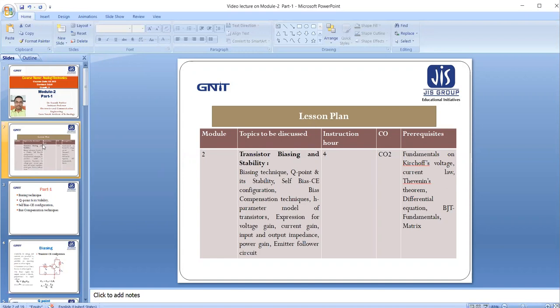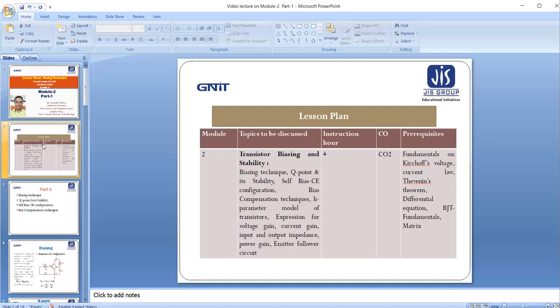transistor biasing and stability. In transistor biasing and stability, the student will learn about biasing technique, Q point and its stability, self-bias, common emitter, abbreviated as CE, configuration, bias compensation techniques, h-parameter model of transistors, expression of voltage gain, current gain, input and output impedance, power gain, and finally the emitter follower circuit. The total instruction hour of this module is 4.